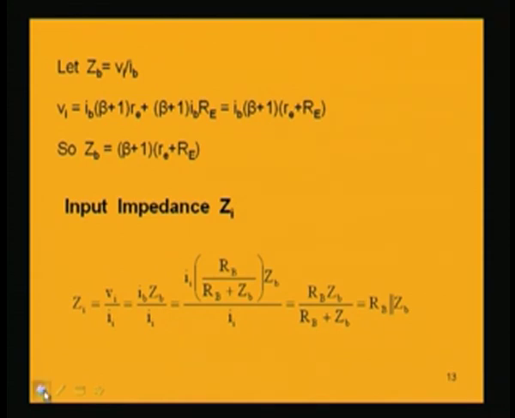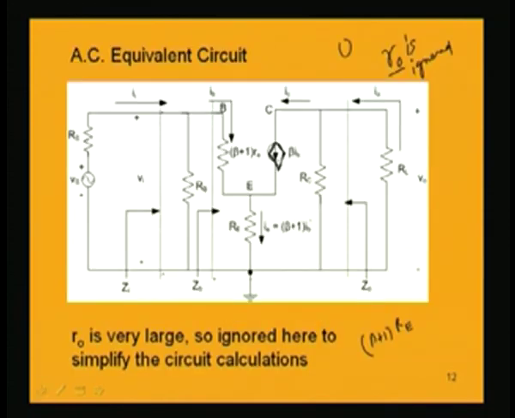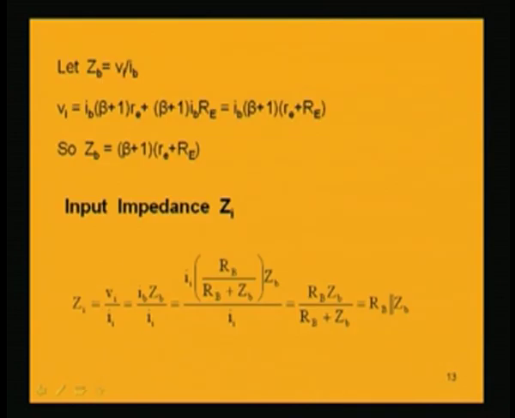So, now we can find the input impedance easily. What is this input impedance? This resistance RB parallel to ZB: Zi is equal to RB parallel ZB. That is the input impedance Vi by Ii. If we write down the whole expression of Vi, IB into ZB is this Vi, divided by Ii.